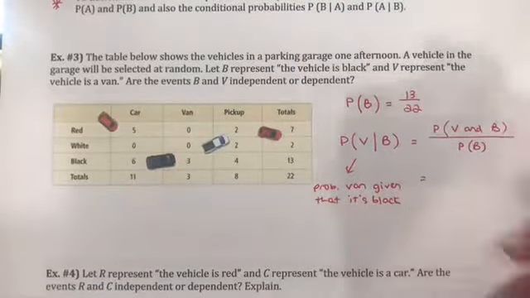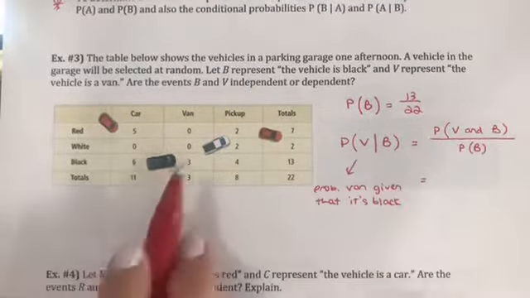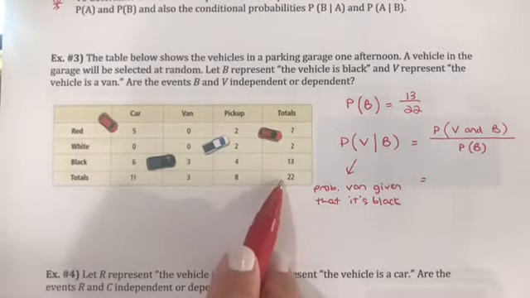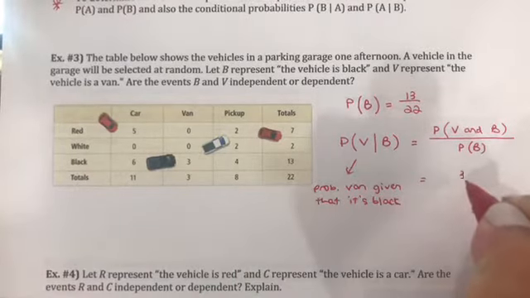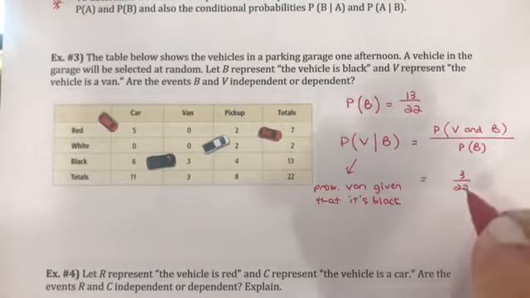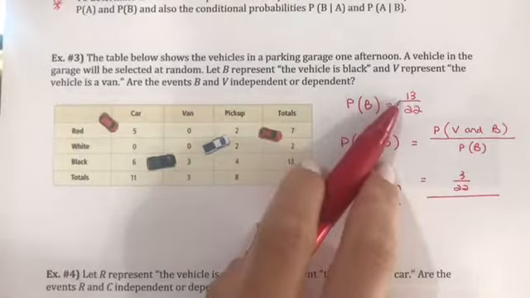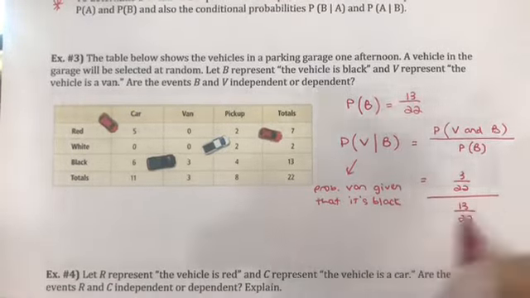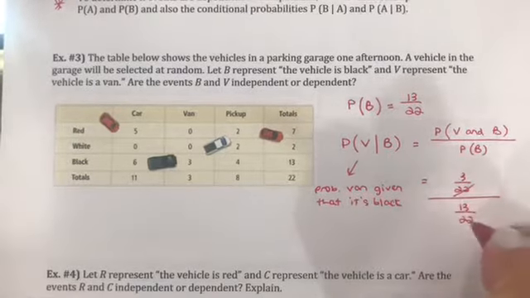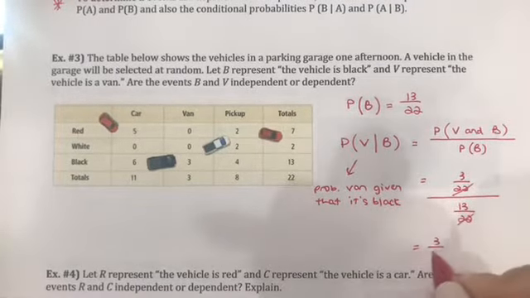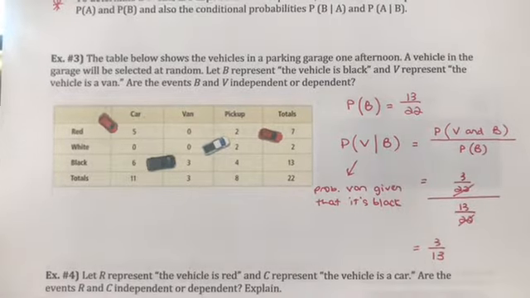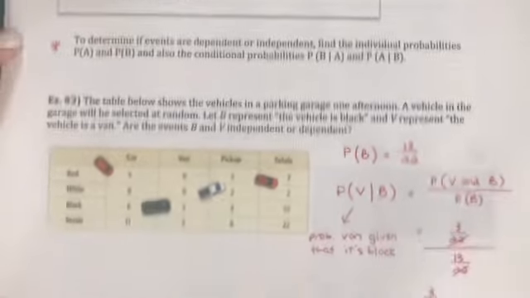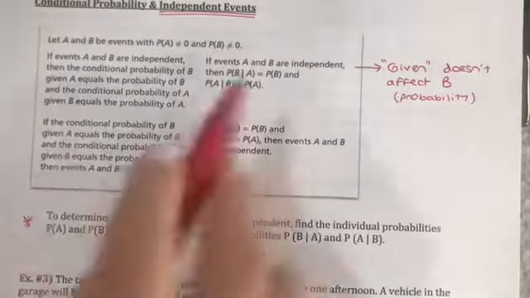So we want van and black. Let's see, how many black vans do we have? There are 3 out of 22 cars. So we're going to have 3 over 22 over the probability of it being a black car, which is 13 over 22. Okay, which leaves us with 3 over 13.